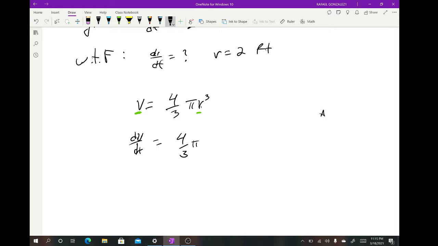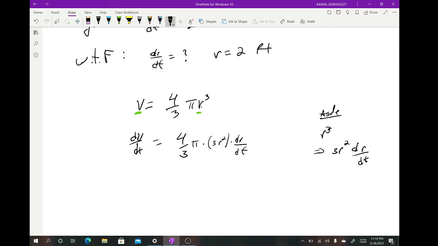I'll do it on the side so you can see it. R cubed, its derivative is going to be equal to 3r squared, but because we're taking this derivative with respect to t, we're using the chain rule, so we're going to multiply that by dr/dt. So we have 4/3 times pi times 3r squared times dr/dt.